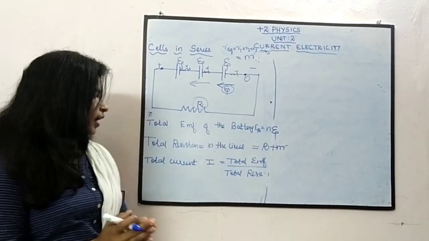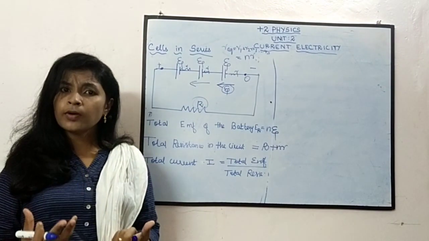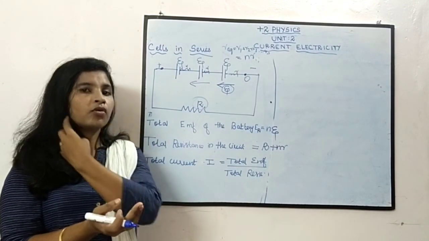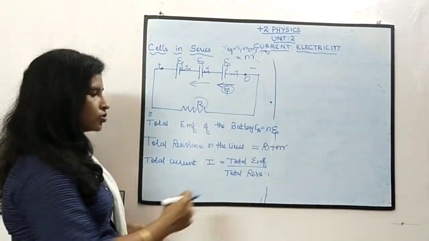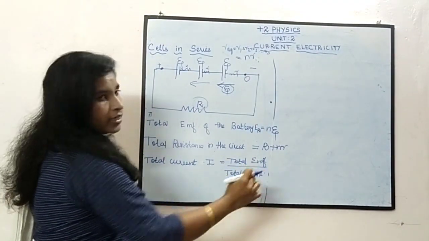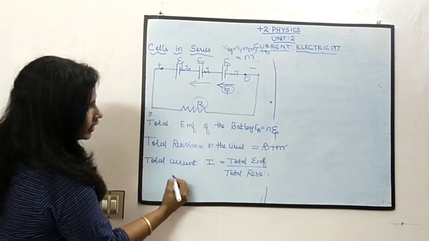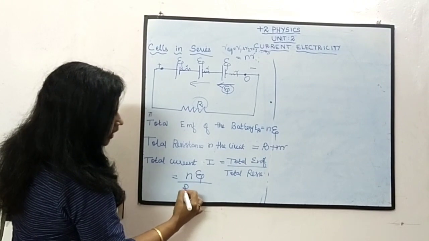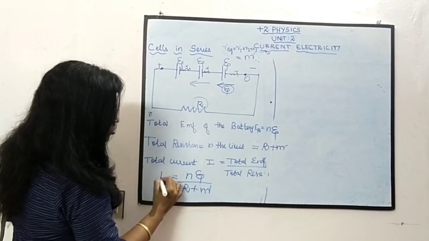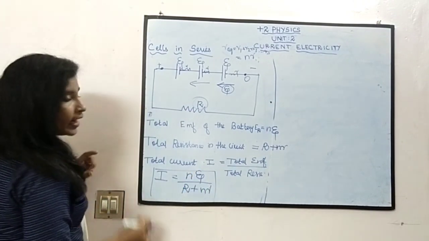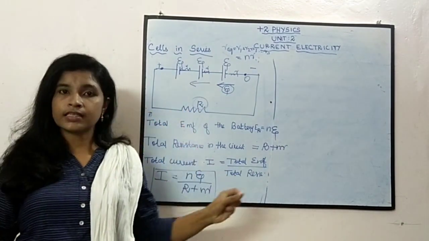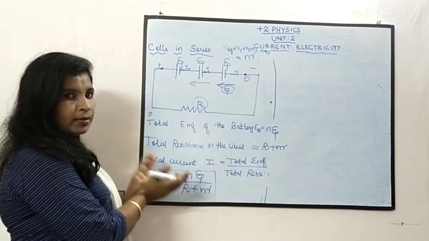Understood? Then, what about my current now? Total current is equal to, we know that current is equal to potential by resistance. So total EMF by total resistance. What is my total EMF here? It is n psi. What is my total resistance here? R plus n r. So this is the current in the given circuit, if the cells are connected in series. The total current will be this one.